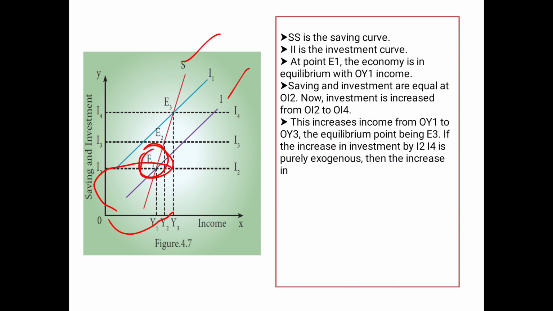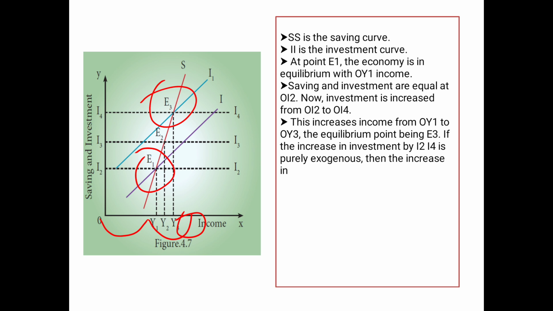This increase from OY1 to OY3. Now the income has increased. Look at the income increasing from OY1 to Y3. So what does it denote? The equilibrium point has moved from E1 to E3. Is it clear? So we call that an exogenous increase.